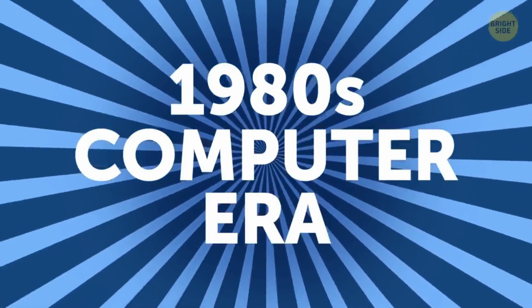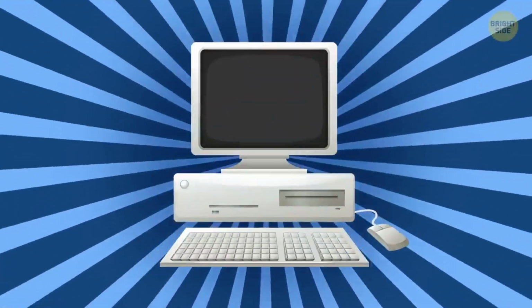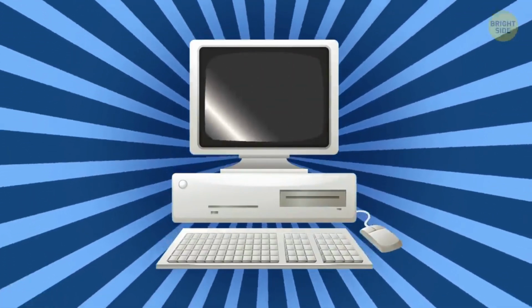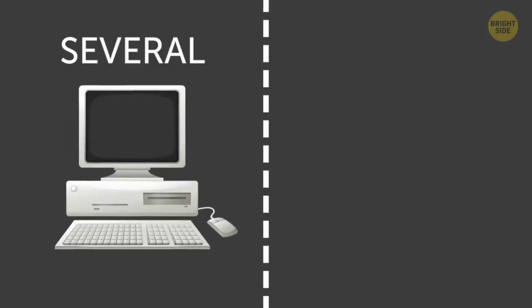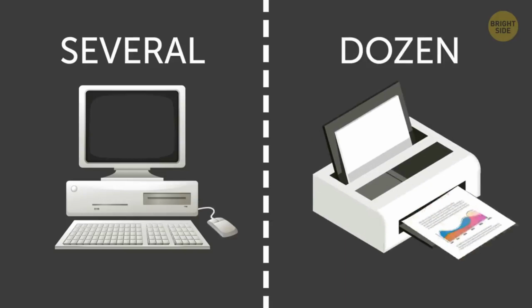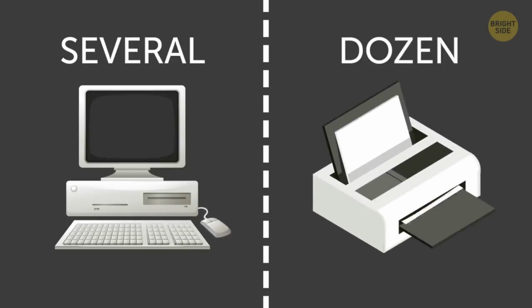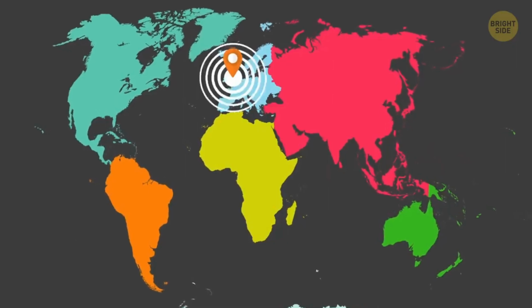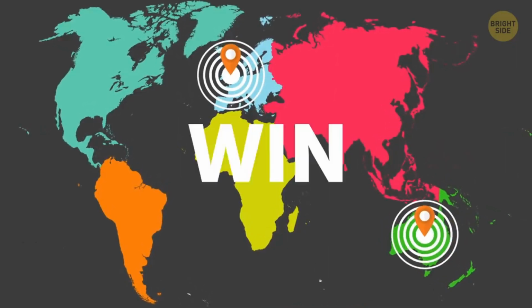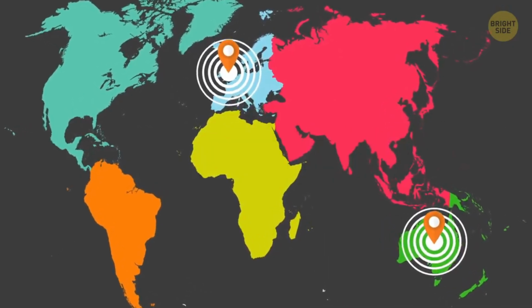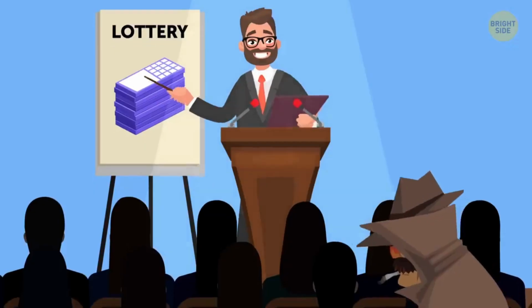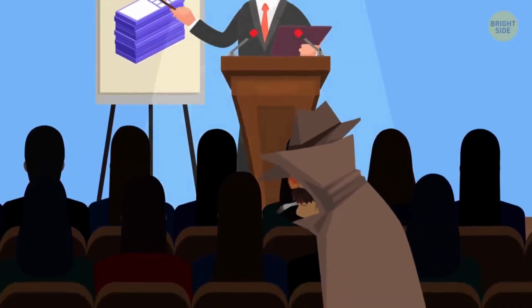With the 1980s came the computer era, and Mandel was more than happy to embrace new technology. He bought several computers and a dozen printers that ran on an algorithm he created, and filling out the combinations became easy peasy. By the end of the decade, he and his syndicate managed to win 12 lotteries across Australia and the UK. But such a scheme couldn't have gone unnoticed.